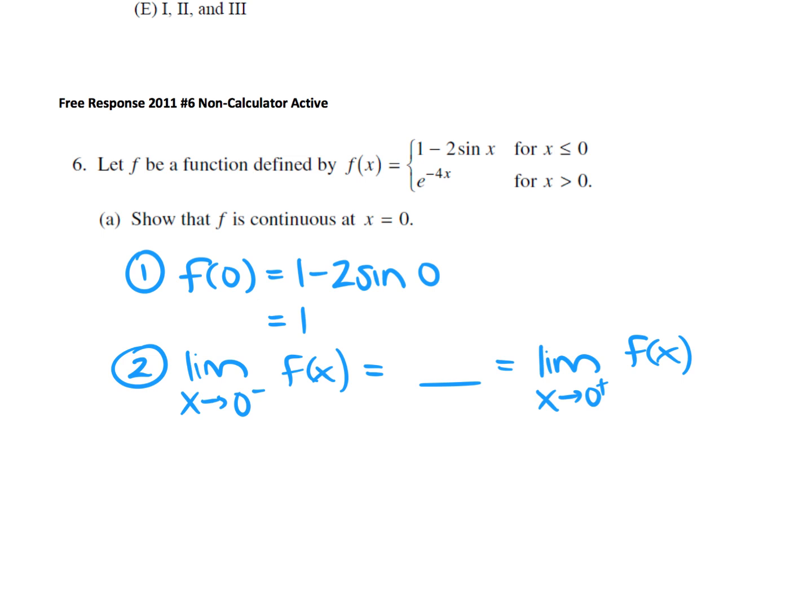Top or bottom? Well, top. Top, why? Because x is less than. Have we already done that? Yeah, I already know what that is. That's 1 from the first piece.